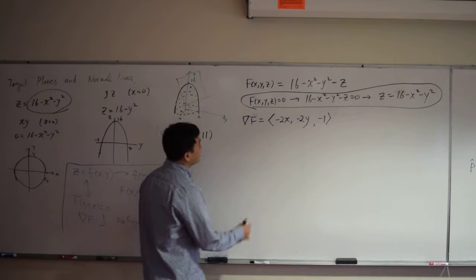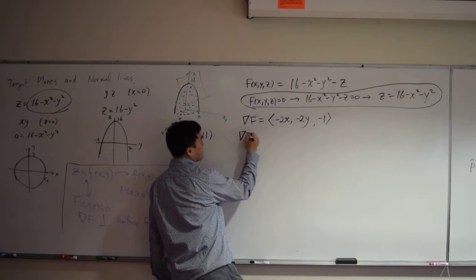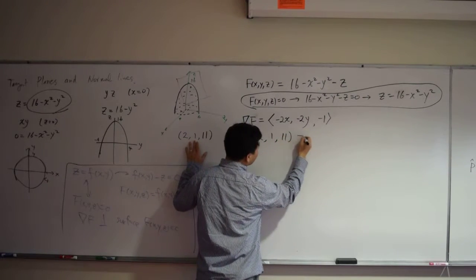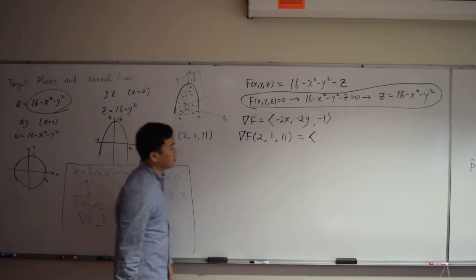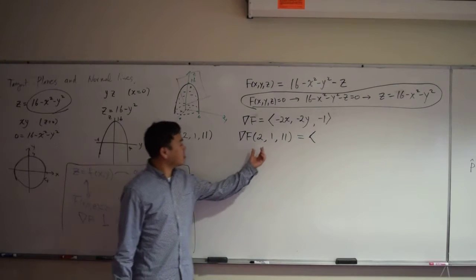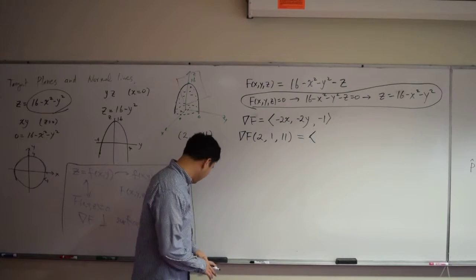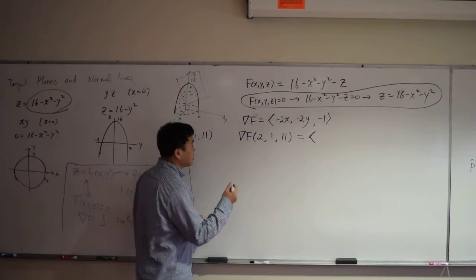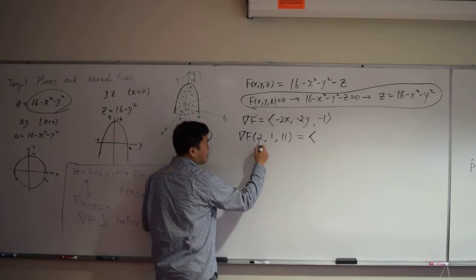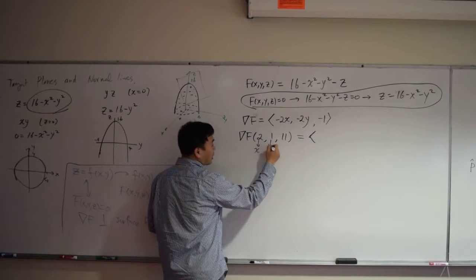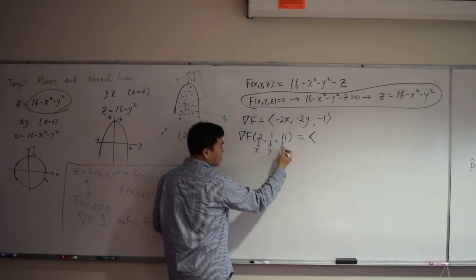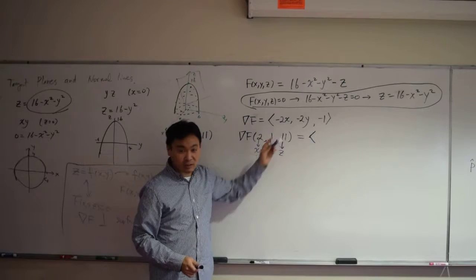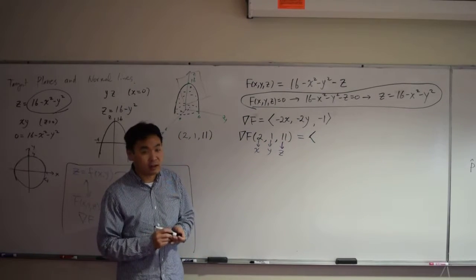And then if we evaluate the gradient of f at the given point 2, 1, 11, what would that give us? What do I mean by evaluating at 2, 1, 11? What does that mean? That means for the x value, I'm going to plug in 2. For the y value, I'm going to plug in 1. And for the z value, I'm going to plug in 11. That's what I mean, right? For this given function. So let's calculate that.